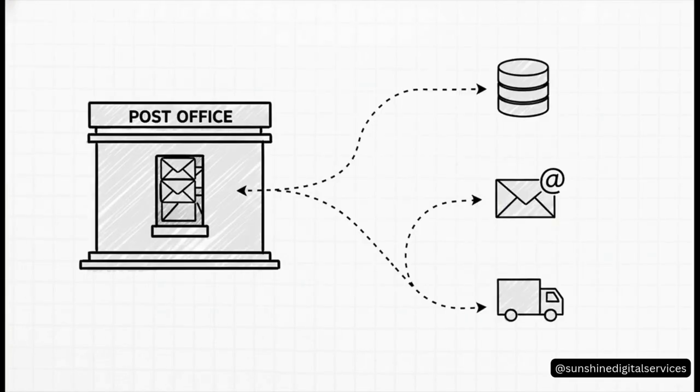And finally, we get to the consumer. This is the one who receives the letter. You can have lots of them, the inventory service, the email service, the shipping service. They just check the post office for new mail whenever they have a free moment, grab a message, and do their specific job. They get to work at their own pace, totally independent of everyone else.